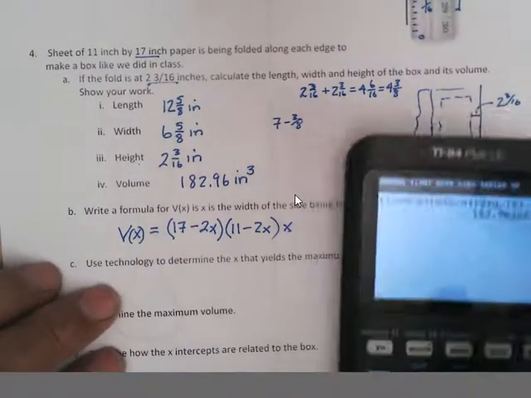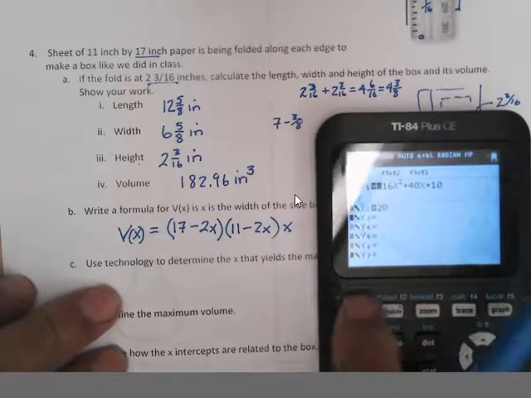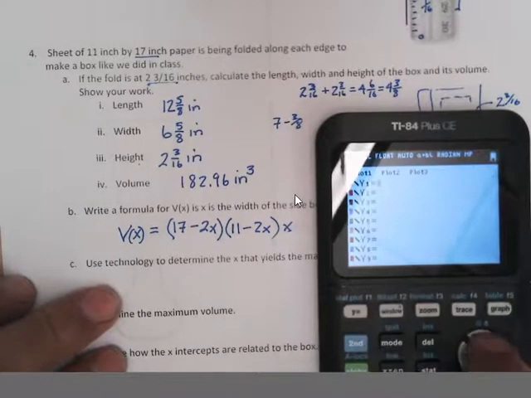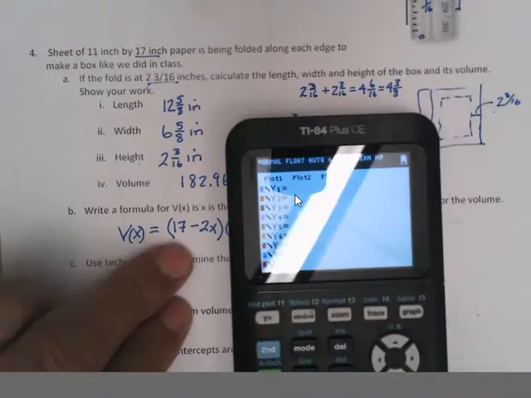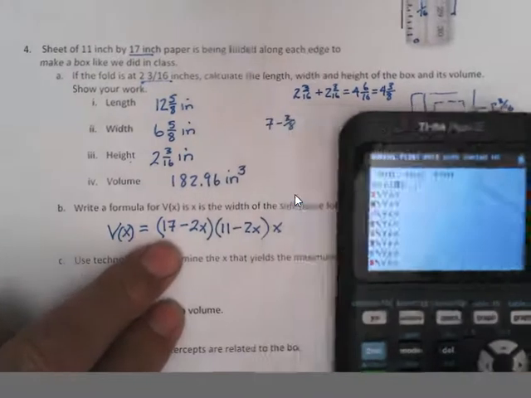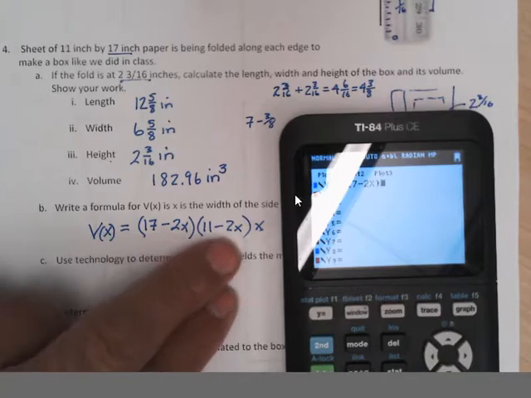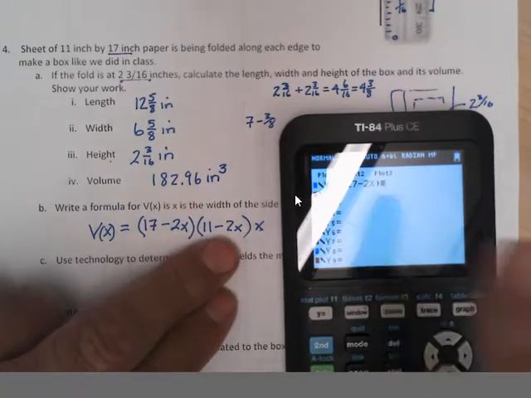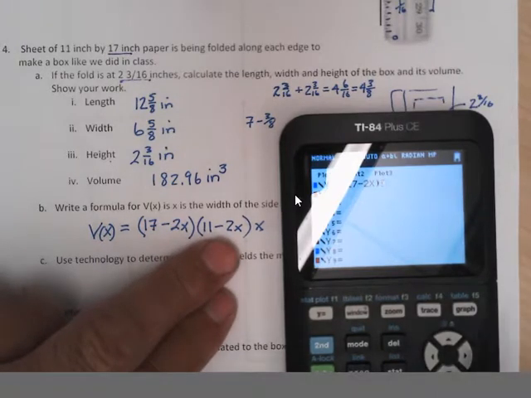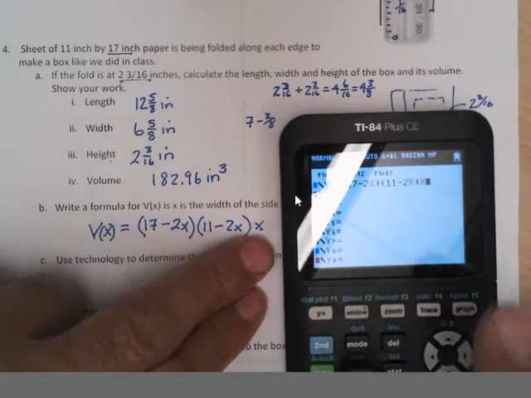Now if I graph that, so I go to y equals, clear, clear, and I can multiply all this out, but if a calculator can handle it, 17 minus 2x. Now I saw some people do 2x minus 17. Well, that would give you a negative answer, but this would also give a negative answer if you'd switched it around. So it still works, but you should do it correctly. 11 minus 2x, and then x.